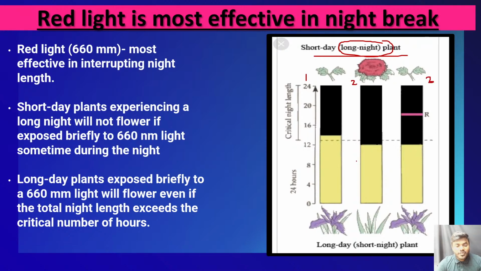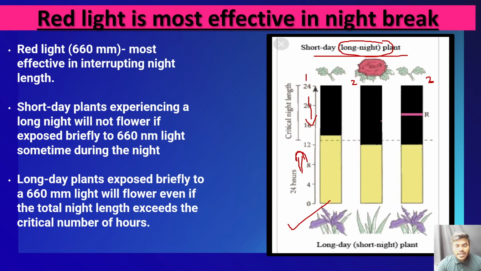Now you only tell me, friends, in the first diagram which is more? Which length is more, friends? Obviously day length is more. And which length is less, friends? Night length is less. Now we all know very well, whenever there is a more night length, short day plant will flower. But here which is more, friends? Day length is more. Since the day length is more, long day plant will flower.